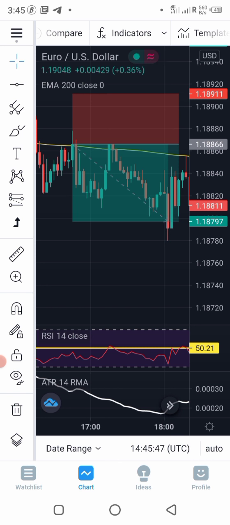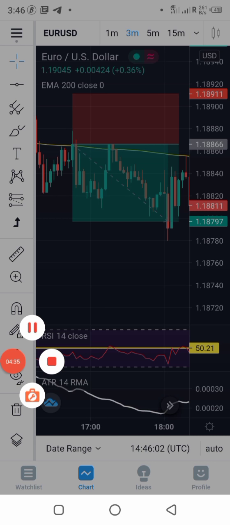As you can see, this was a beautiful win on the EUR USD on the 3-minute time frame. It worked on the 5-minute time frame, on the 15 minutes, on the 1 hour time frame. It depends on what time frame you want to use it on, and if you're a scalper, then 3 minutes, 5 minutes is a good time. But if you want to day trade, then you can use it on the 15, on the 30, and on the 1 hour time frame.